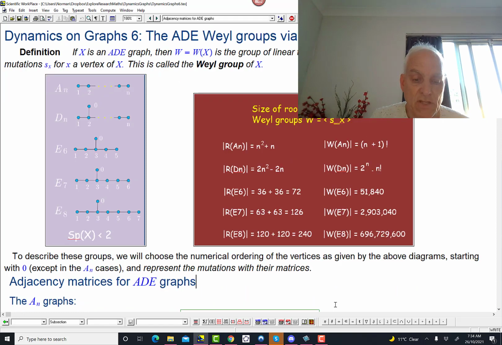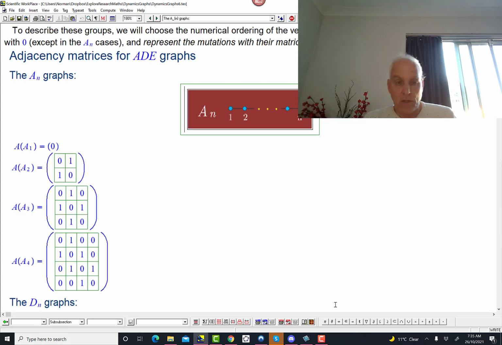All right, so let's start by considering the adjacency matrices for these graphs. So this is relatively straightforward. Here's AN, for example. Here are the various adjacency matrices. They have sort of a common aspect.